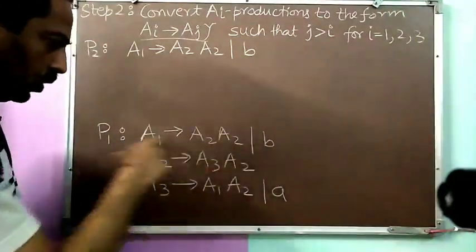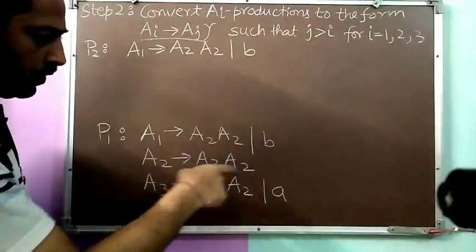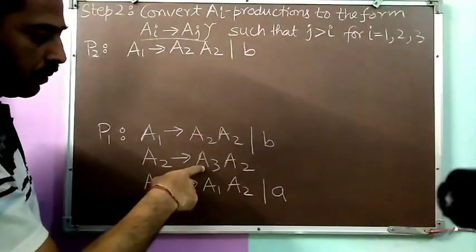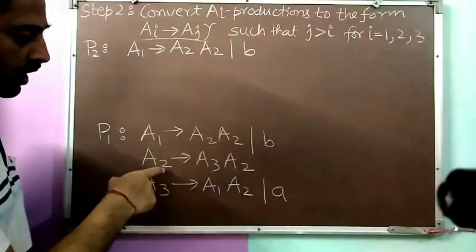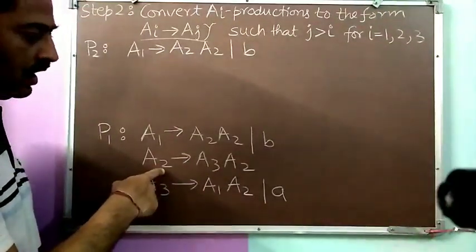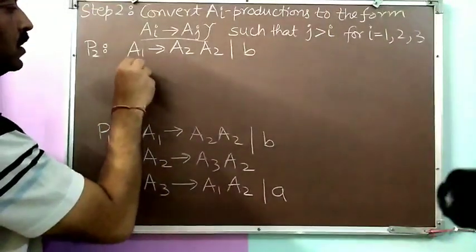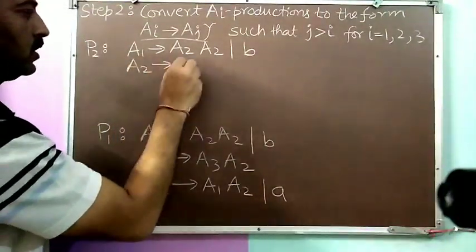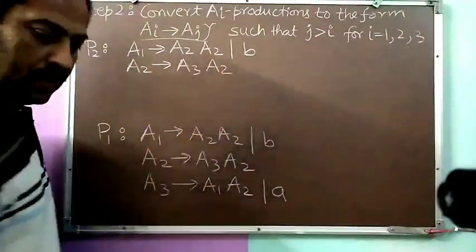Then similarly, we will look at the A2 productions. Here there is only one A2 production, and the variable present on the right hand side at the first place has the index 3, and here we have the index 2. So this index J is greater than this index I. So this is also in the required form, so this will be included as it is. So A2 is A3, A2. So this we have included.